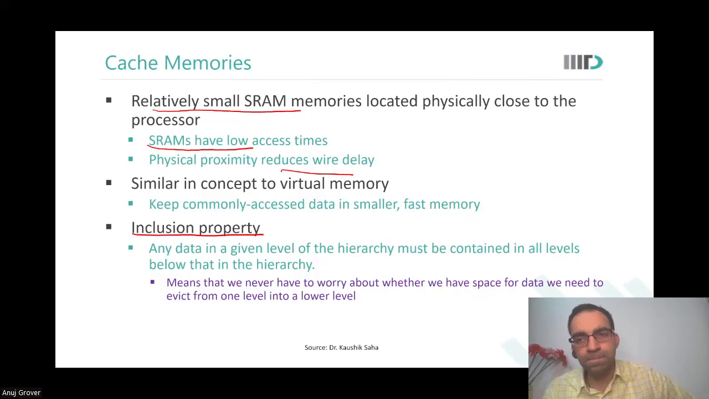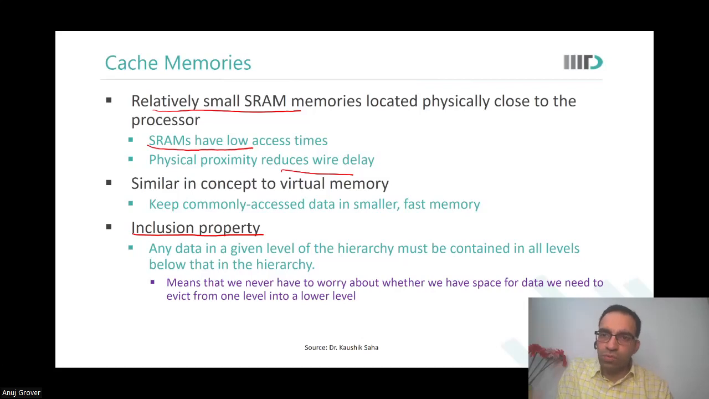I got disconnected while you were explaining this physical proximity thing. Can you please explain that again? Okay, my question was, Faisal, what happens when the wire delay reduces? It will be faster when the delay reduces. Yes, it means that you will be able to run the memory at the processor speed.